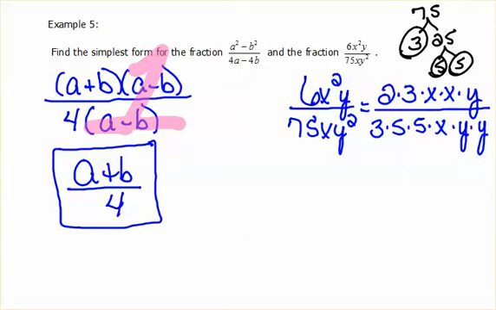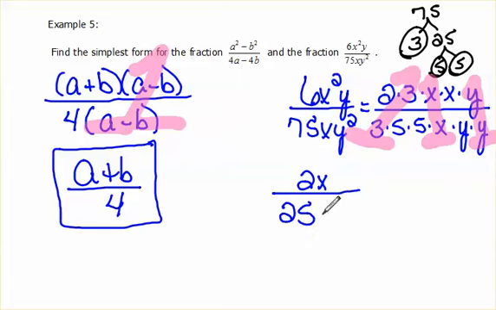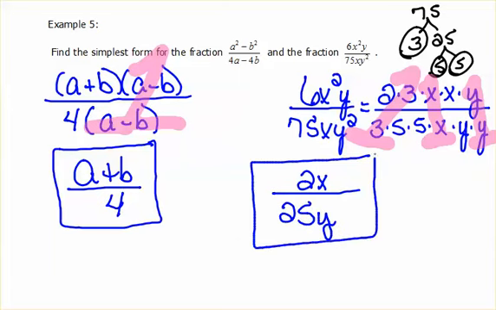Now we're looking for those common factors in the numerator and the denominator that we can divide out. So we have a 3 on top and bottom, which would be a giant 1. We also have an x on top and bottom, which would be a giant 1. And we have a y on top and bottom, which would be a giant 1. So what we're left with on top is just the 2 and the x. And on bottom, we're left with 5 times 5, which is 25, and then times y. So we can do it just like that.